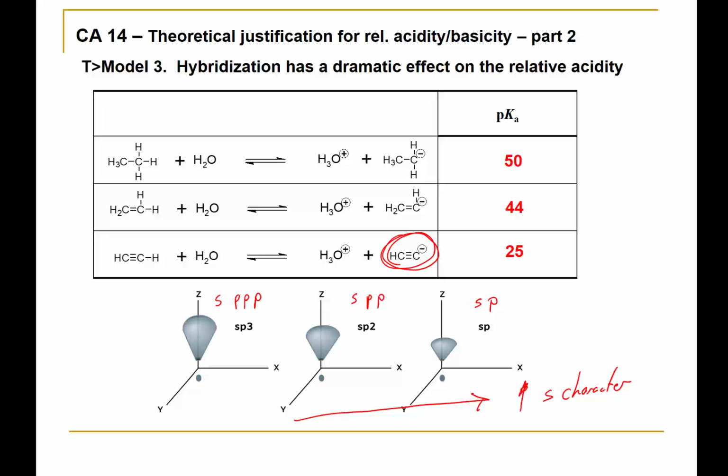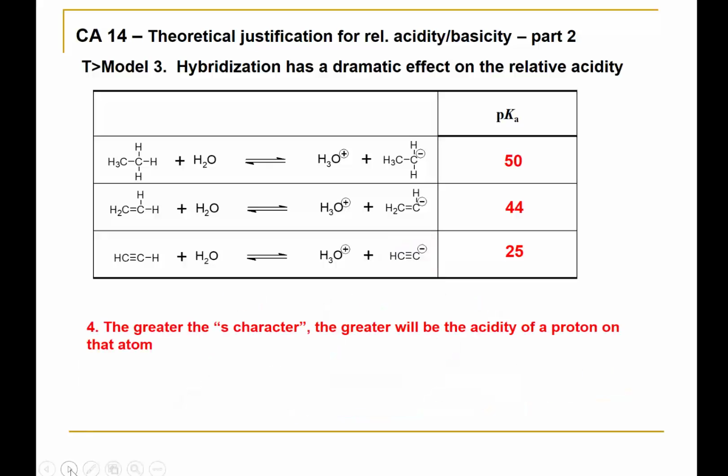Considering the key questions given on this page, the first question asks you to construct a statement concerning the relative acidity and the hybridization on the carbon atom. I'm going to show this on the next slide. We first say the conjugate base that has the greater s character will correspond to a greater acidity of the proton on that atom. So the greater the s character, the greater the acidity of the proton on that atom.